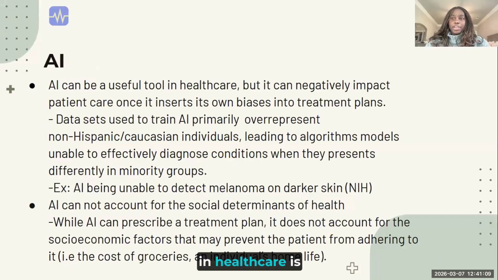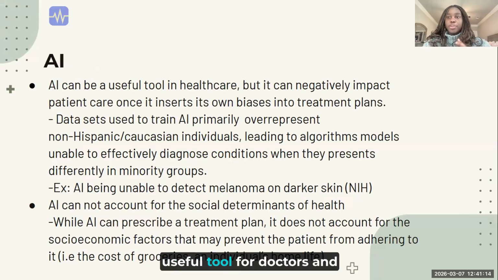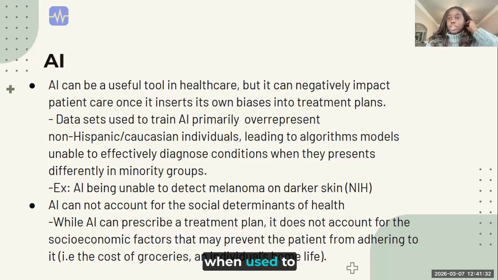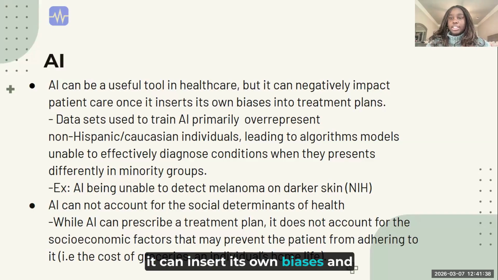Okay, a type of bias in healthcare is AI. While AI can be a really useful tool for doctors and is helping to innovate the system of healthcare, it can also have really negative effects on patients and their outcomes. AI is largely trained on white or Caucasian and non-Hispanic individuals. So when used to diagnose or treat patients, it can insert its own biases and lead to patients taking longer to be diagnosed or just not being diagnosed at all with the correct disease.